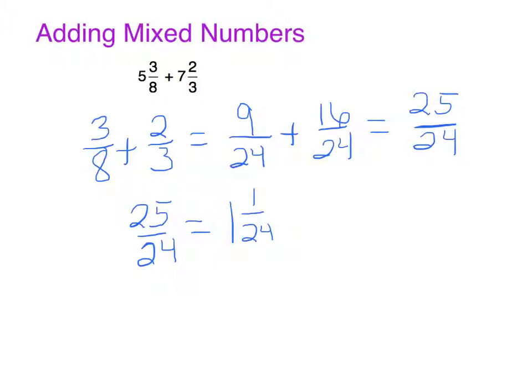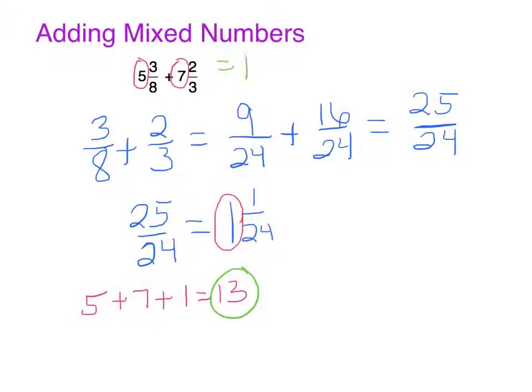Now that we've added the fraction parts together, we're going to add the integer part together. We're going to add 5 and 7 and also this 1 from adding the fractions together. So we add 5 and 7 and 1 to get 13. So when we add 5 and 3/8 and 7 and 2/3, we're going to get 13 and 1/24.